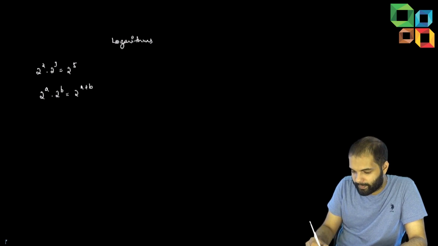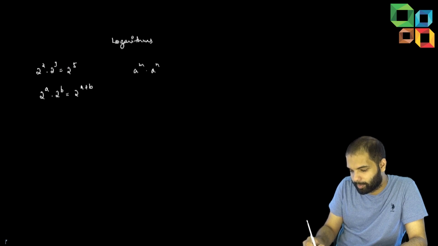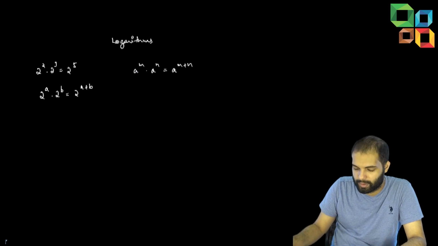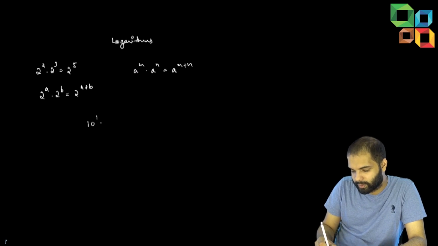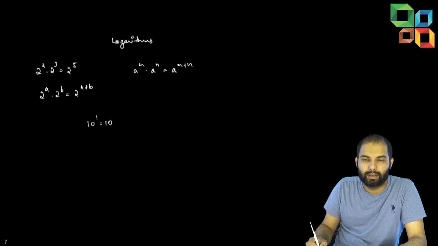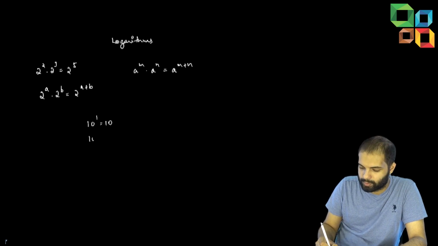So the usual law of indices that you would have learned is a power m into a power n is equal to a power m plus n. Using this, right? So this is exponents. Look at this. If I say 10 power 1, we know that this is 10. If I say 10 power 2, we know this is 100.